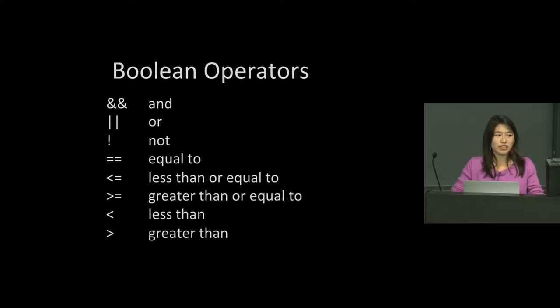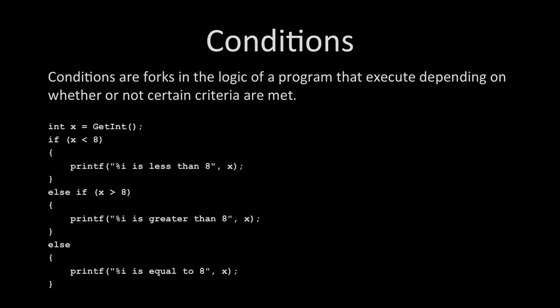So in order for Boolean expressions to be useful, we have Boolean operators. These are operators that can be used to compare certain values. So we have and, or, not equal to, less than or equal to, greater than or equal to, less than or greater than. But these operators aren't very useful unless we can combine them into conditions. You might remember from Scratch and from your PSETs, we had conditions. They're essentially forks in the logic of your program that execute depending on whether a condition is met. One of the conditions that we have used many times in this course is the if, else if, and else conditions. Here's an example of how you might use that.